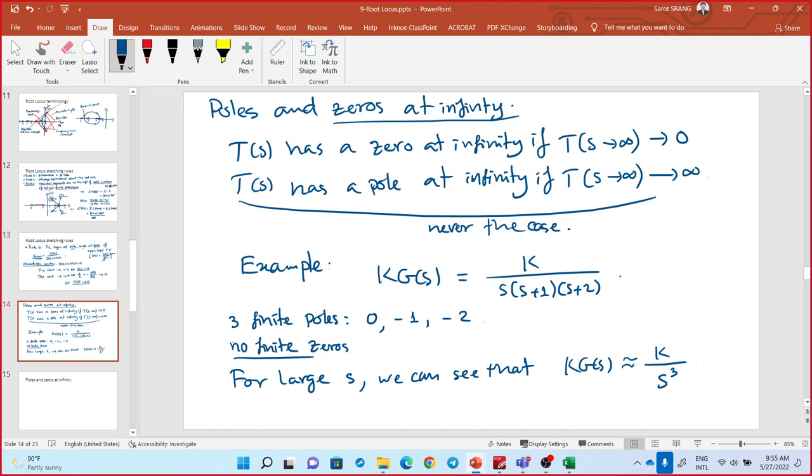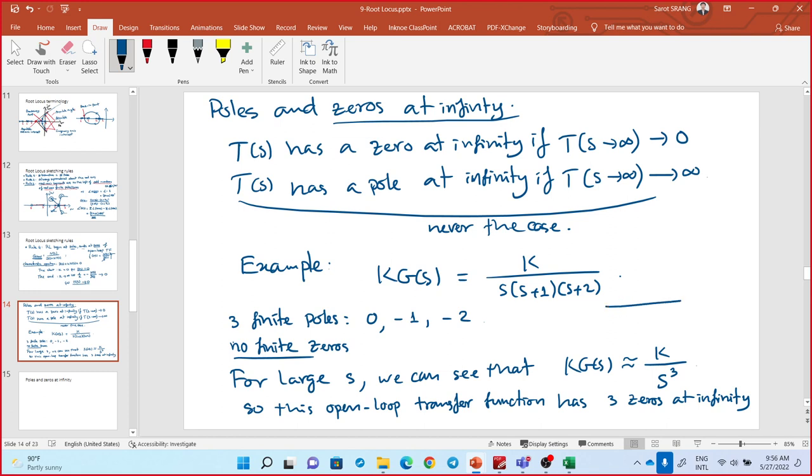So this open loop transfer function has 3 zeros at infinity. It means there are three branches that approach asymptotes, three asymptotes. For example, I have this one asymptote, this second asymptote, and this third asymptote, and one branch goes to a zero at infinity here, another branch goes to a zero at infinity here, and another branch goes to a zero at infinity here.